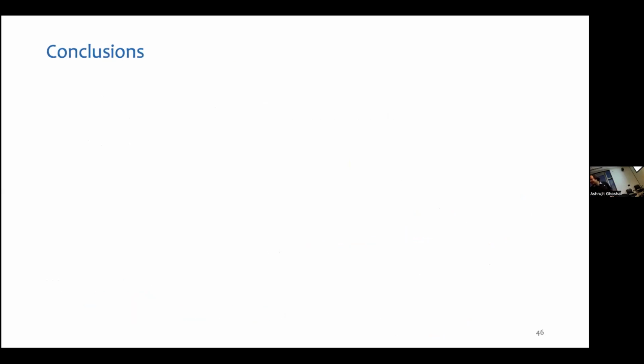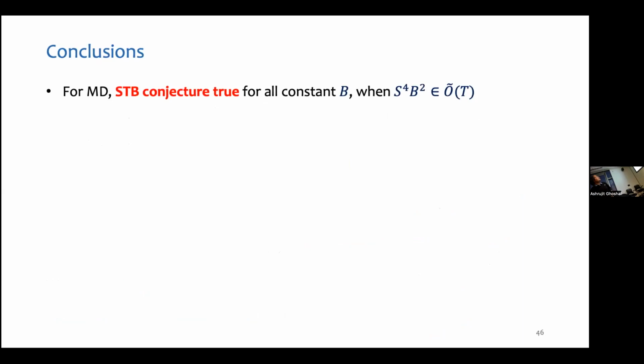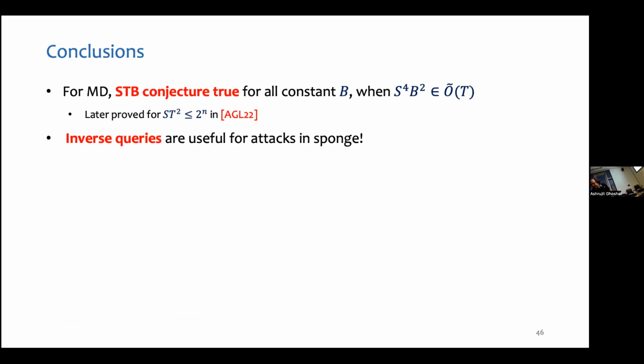Finally, to conclude, there are two main takeaways from all these works on space-time trade-offs. For the Merkle-Damgard construction, this STB conjecture is actually true for a large number of parameters. In fact, after our work, there was a follow-up work by Akshima, Guo, and Liu, which showed that this conjecture is actually true for all values of st square less than 2 power n. And for Sponge, it's interesting that inverse queries are actually useful for new kinds of attacks that make it slightly less secure than the Merkle-Damgard construction.